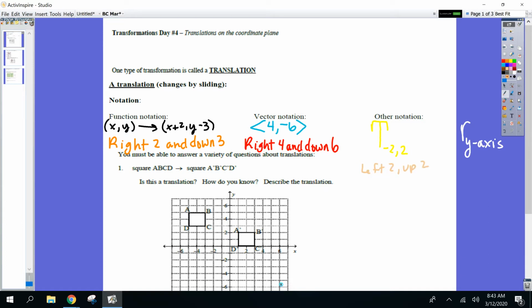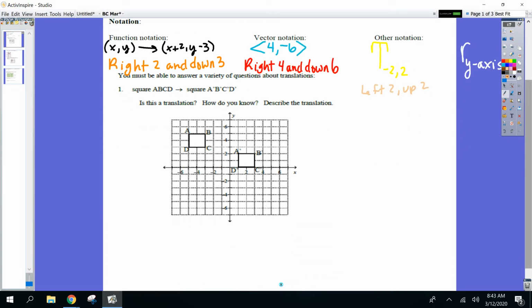Okay, so there's 3 different ways you could recognize a translation, and I'm going to have you write it all different ways as well. All right, first one here. I got square ABCD and square A prime, B prime, C prime, D prime. Is this a translation? Well, let's find out. Everyone, right now, from A to A prime, figure out how I get there. And I'm asking you about a translation, so you should say, I'm moving this direction on the X and this direction on the Y. So everyone find for me right now, what's my movement from A to A prime?